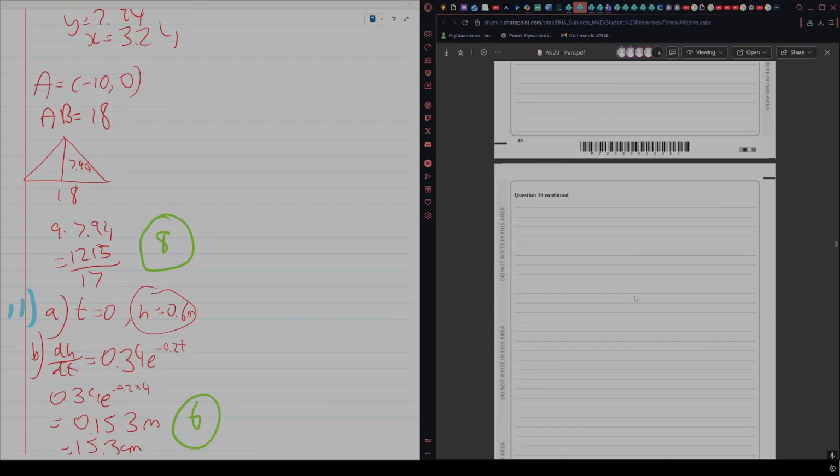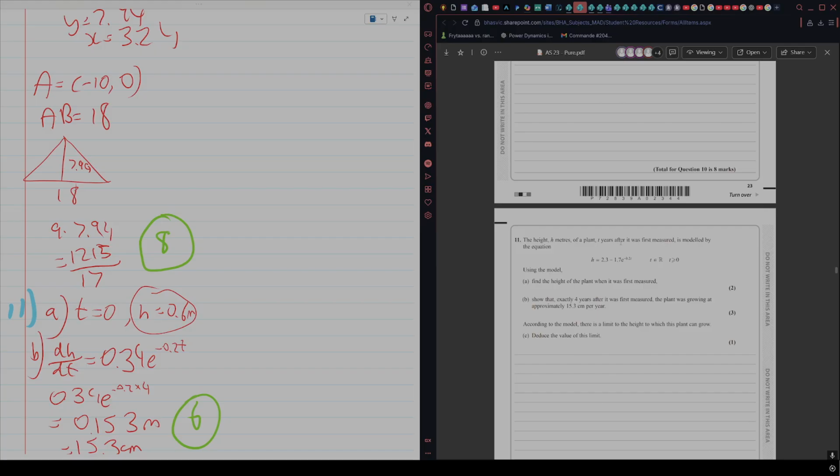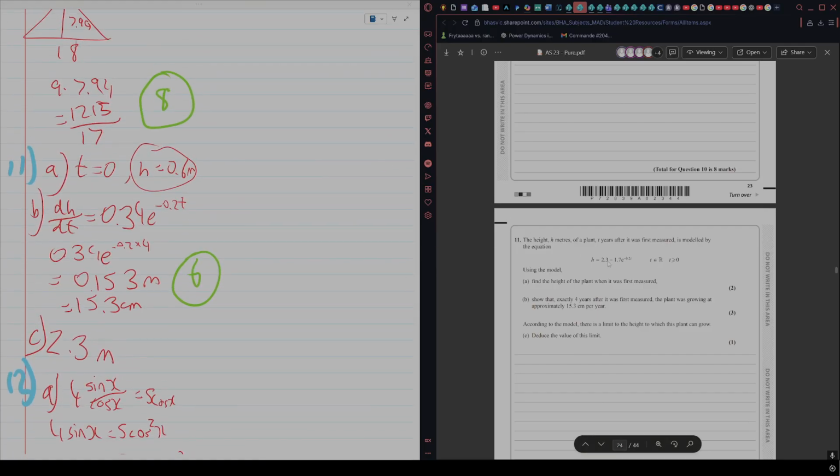For the next question, I gave you a lot of space for this. Oh yeah, this is another model question. When it's first measured, this is the same as last time. You just substitute 0 into t. You can see this is very similar to the other model question we had in the last paper. So you just find that it's 0, so you just know that this is 2.3 minus 1.7.